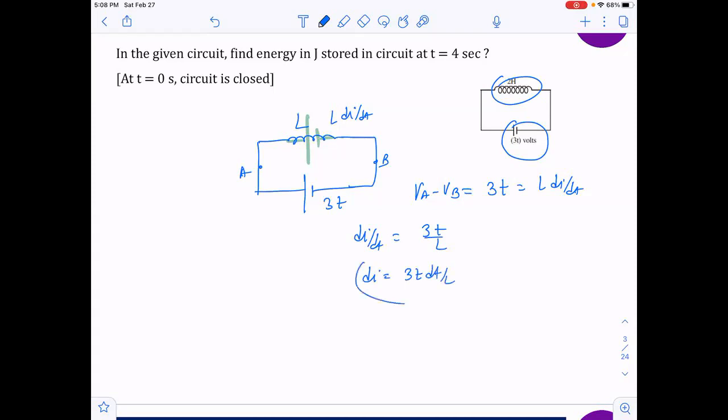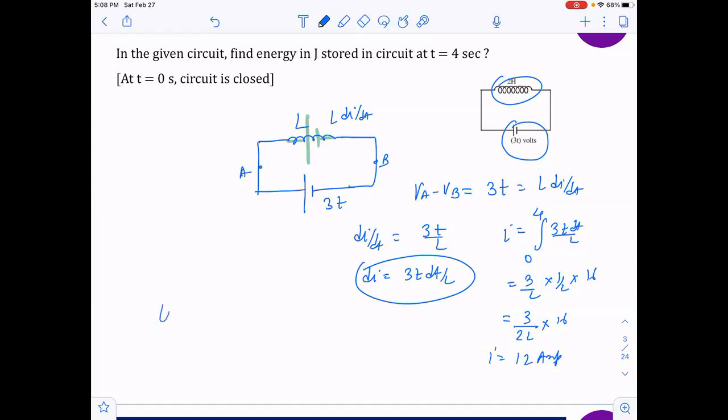By integrating this term, we can find the value of current. I will be the integration of 3t dt divided by L, with limits from 0 to 4 seconds. 3 divided by L is common, the integration of t dt is t square by 2, and 4 squared is 16. So 3 divided by 2L into 16, and L is 2. 2 into 2 is 4, 16 by 4 is 4, and the current at this moment will be 12 ampere.